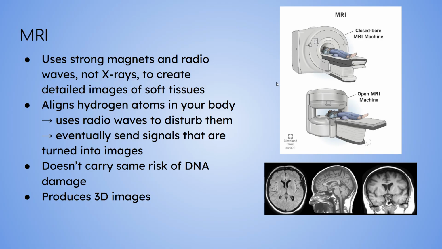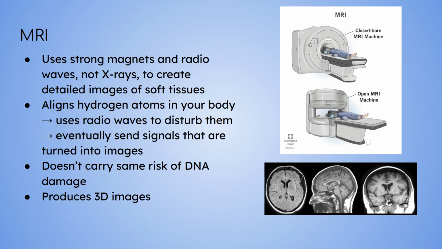So okay, MRIs use strong magnets and radio waves, so no ionizing radiation, which can make it safer, to create detailed images of soft tissues. And this is better for soft tissues than hard tissues, right? The other two are better for hard tissues like bones, and this is better for soft tissues. So if a patient presented with some sort of neurological symptom and you wanted to get a scan of the brain, then you'd probably use an MRI.